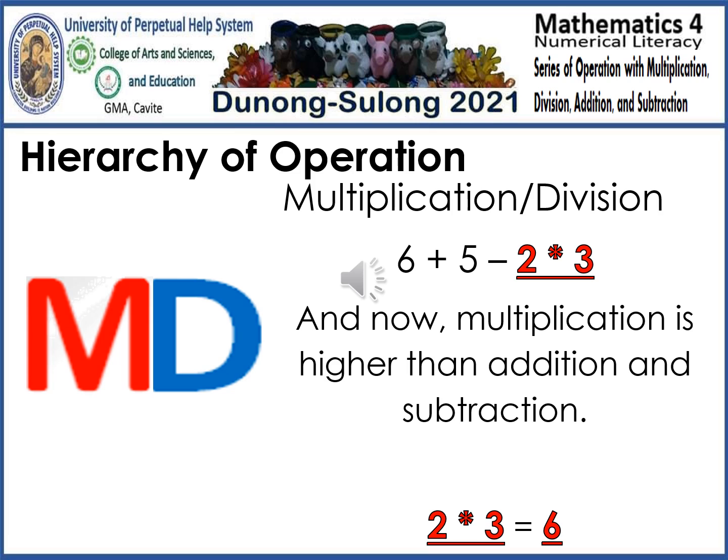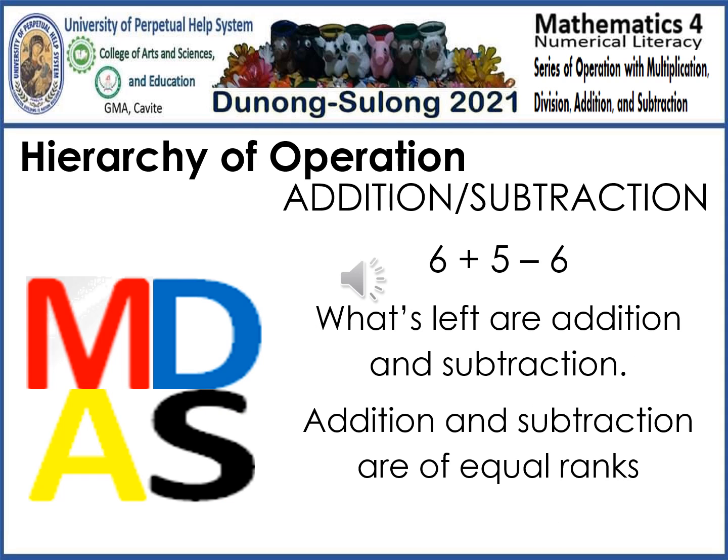And now, multiplication is higher than addition and subtraction. So, 2 multiplied by 3 equals 6. Addition or subtraction. Our equation is 6 plus 5 minus 6.